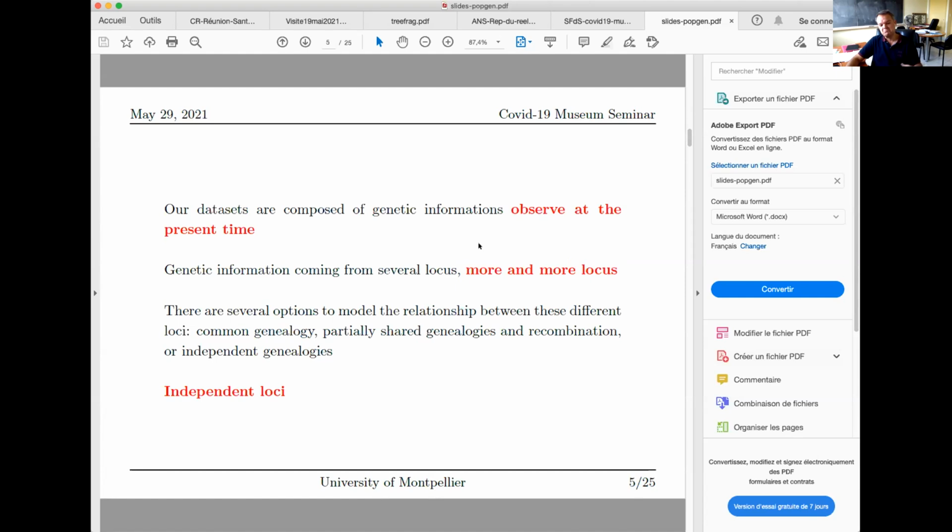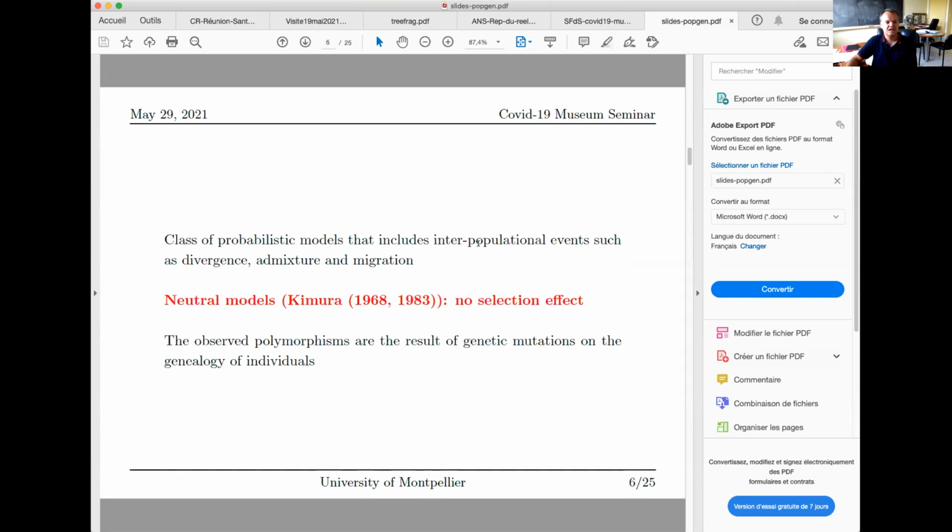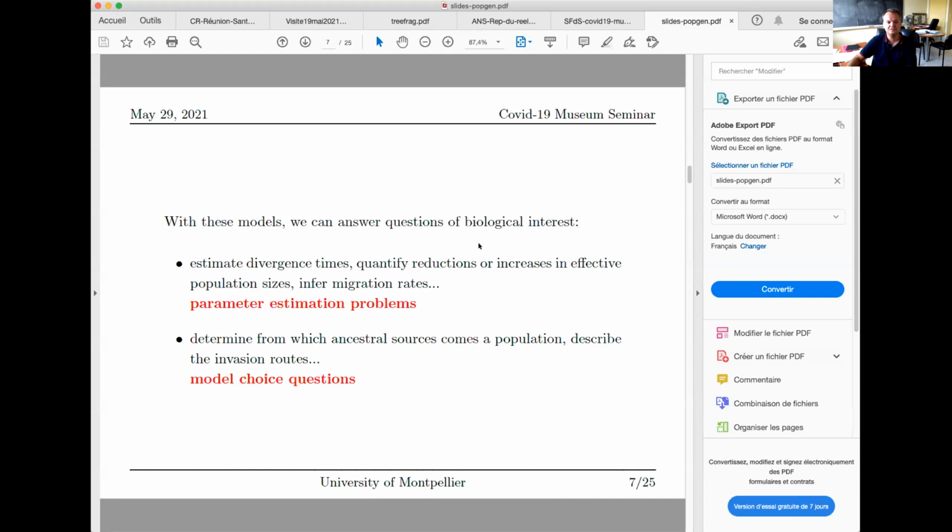We can consider that these genetic loci positions on the genome are independent or not, but there is a lot of debate about this assumption. If we can consider some independence, it's lossy, but we have to work with it. There is a class of probabilistic models, which is the coalescence process. The coalescence process is a neutral model, with no effect of selection. So the observed polymorphism at the present time is a result of genetic mutations on the genealogy of individuals.